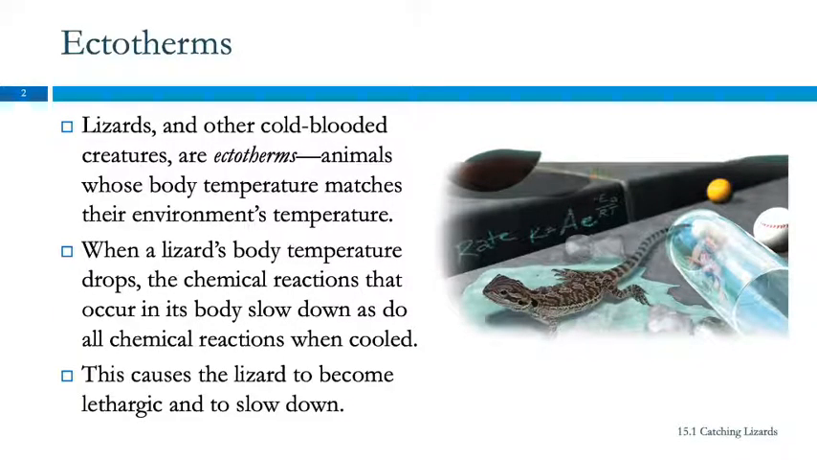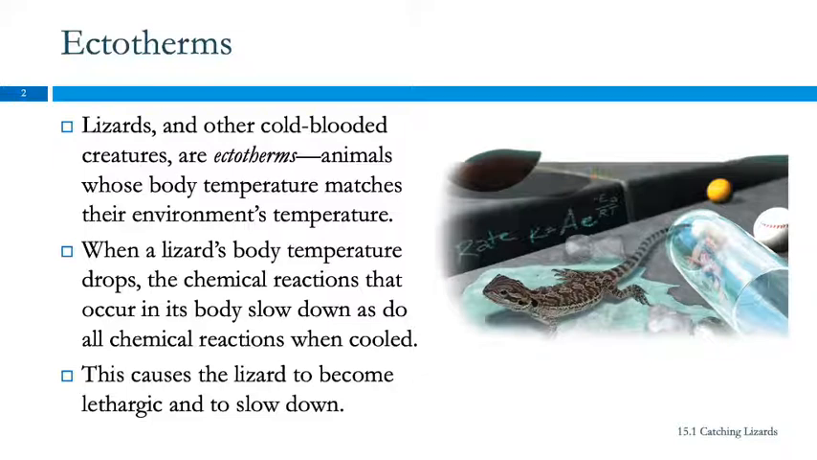So the first section is called Catching Lizards, and you might wonder, well, what do lizards have to do with chemistry? Well, the author tells a little story about how the children in his neighborhood like to catch lizards. And lizards can move pretty quickly, and they're hard to catch. And so what these kids do is they take a glass of ice water, and they get the lizard cornered, and they dump the ice water on the lizard. It doesn't hurt the lizard, but it cools it down quickly, and a cold lizard moves much more slowly than a warm one, so they can catch the lizard.